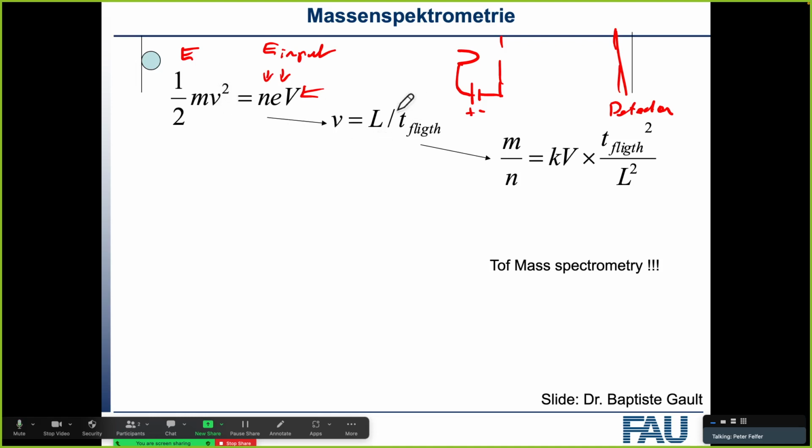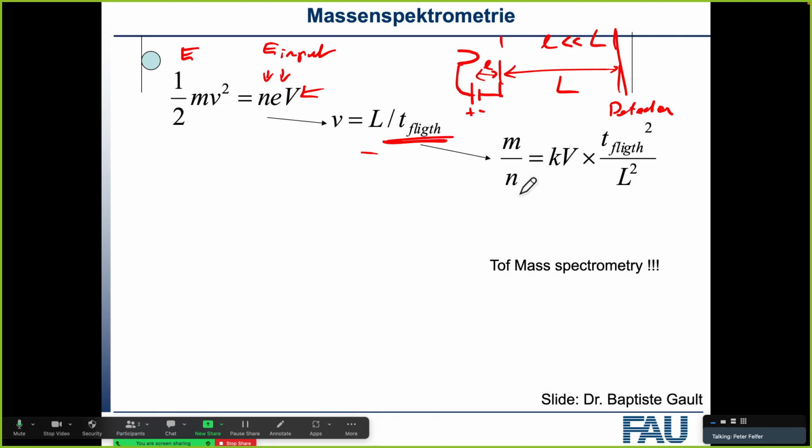And from this, we can derive, saying, okay, the velocity of the ion is just the flight path length divided by the flight time. So this would be the flight path length, but we assume that this is very small compared to this. So small L is much larger than big L.